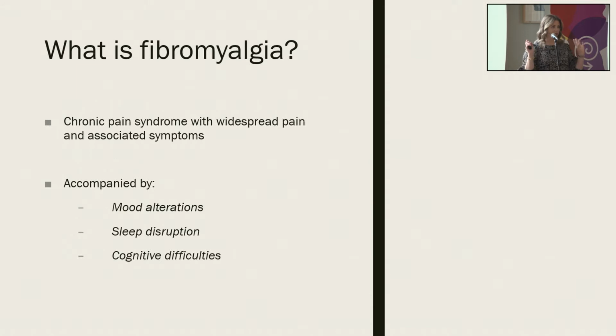This is just our Fibro 101 slide. It is a chronic pain syndrome that is essentially associated with widespread body pain, but there's a lot of other associated symptoms that patients with fibromyalgia experience. This is not an exhaustive list, but it's part of the diagnostic criteria. So you can see mood alterations, things like anxiety, depression, and sleep disruption is very, very common.